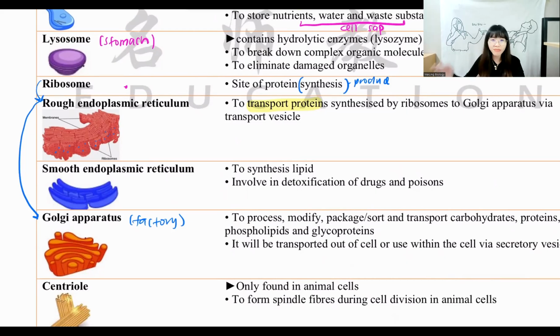Like, let's say we have a bread factory, we have a Maggi factory. If you go to a factory, let's say a bread factory, a chocolate factory also can, okay? Any factory also can. So first we have to make it into a bread, right? How do we make it into a bread? We have to add flour, egg, and water.